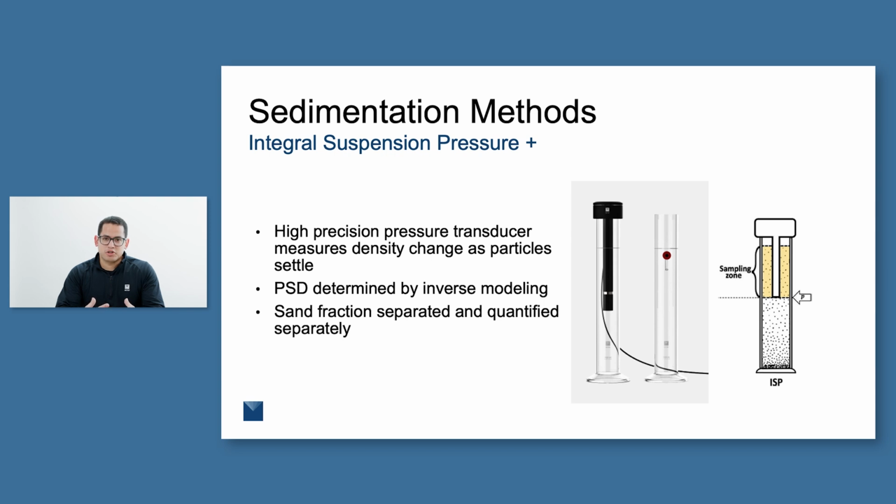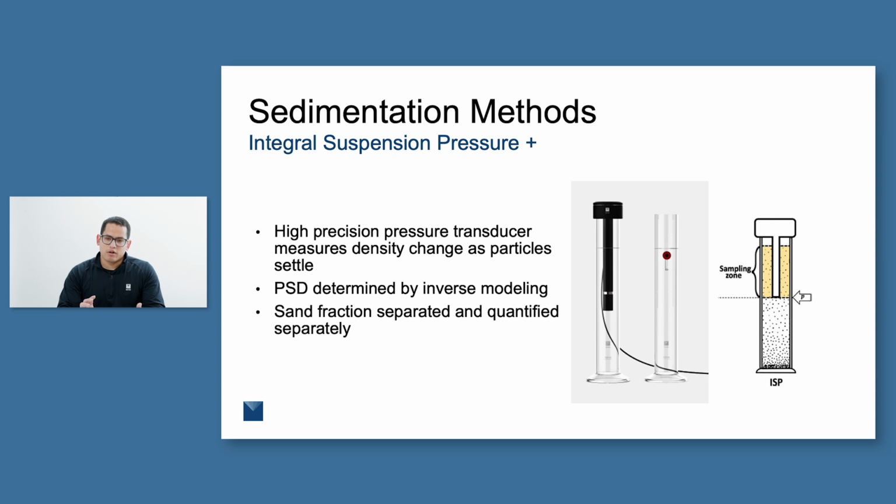So the last method that we're going to talk about today that's based on the sedimentation approach is the integral suspension pressure plus method, or the ISP plus method. And the way this method works, instead of a hydrometer, we use a high precision pressure transducer to measure the density change of that solution in suspension as the particles are falling out over time. And then through inverse modeling, we're relating that density change over time to the particle size distribution of the soils from that measurement.